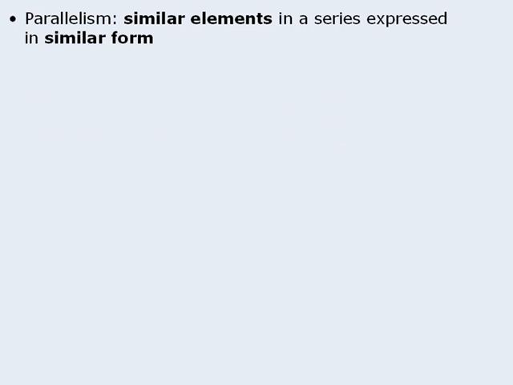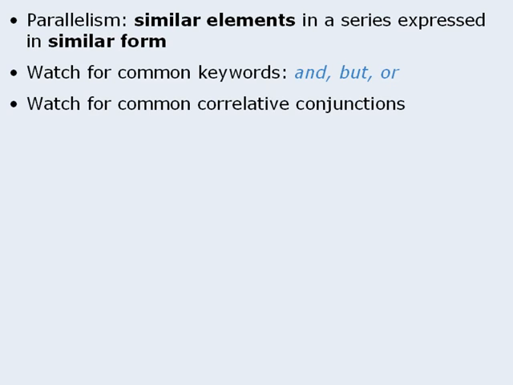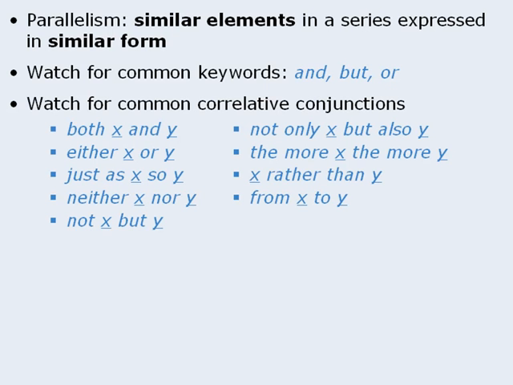Okay, now as you've seen so far, the conjunction and is a common keyword that tells you to watch out for parallelism issues. Two more common keywords are the conjunctions but and or. In addition to these conjunctions, you should also watch out for correlative conjunctions. These are conjunctions consisting of two sets of words. The most common correlative conjunctions are shown here.